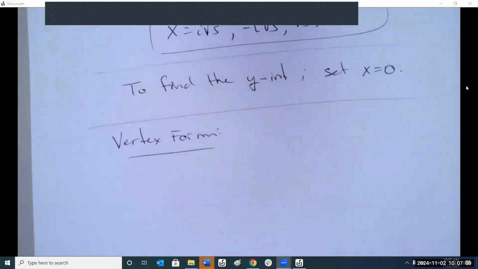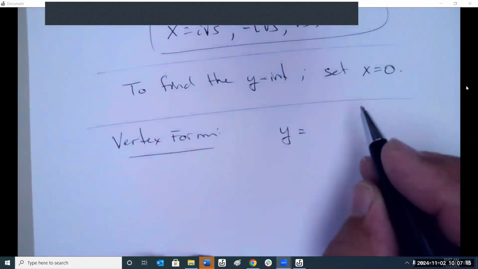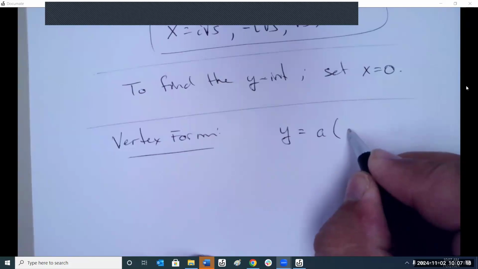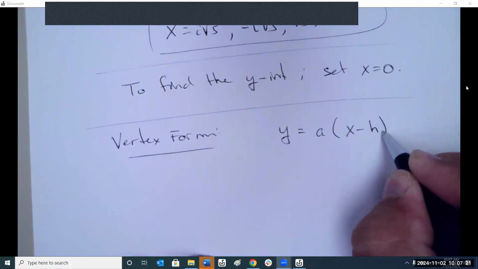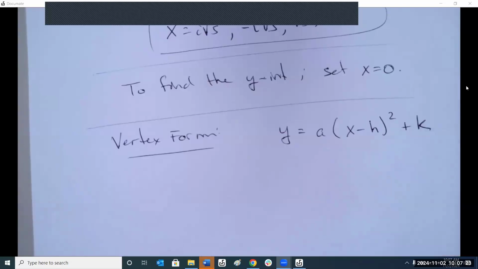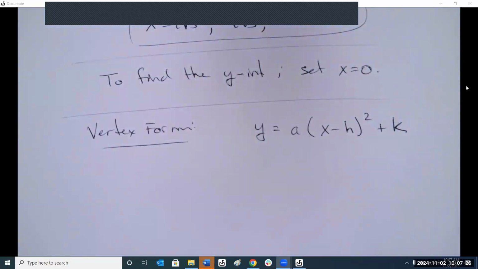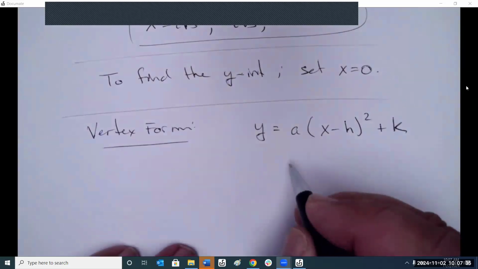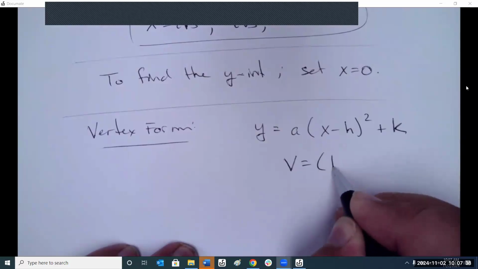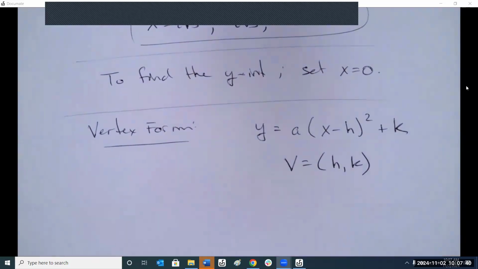The equation can be written in vertex form. That's vertex form. Why is this called the vertex form? Because the vertex is (h, k). When have we seen that before? (h, k)? Very good. It's the equation of circles.